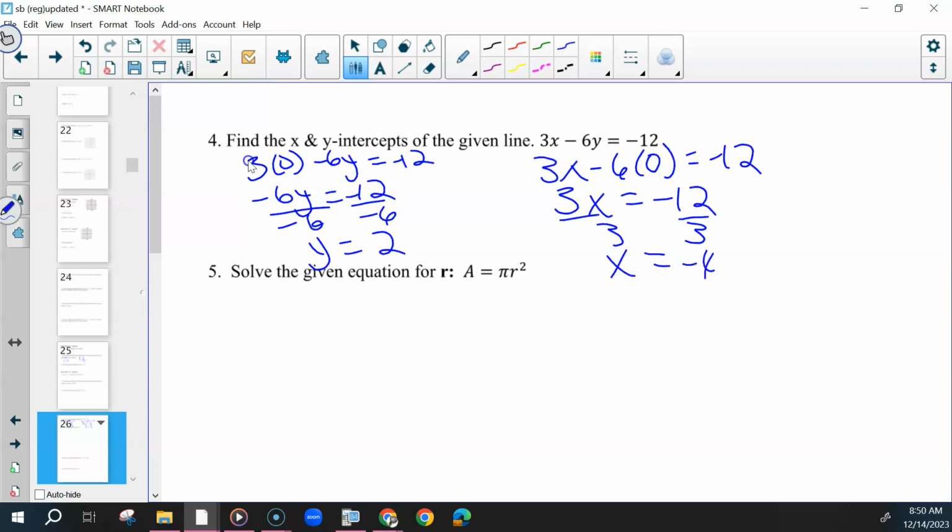And then write them as ordered pairs. So the y would be (0, 2), and the x would be (-4, 0). So you should have the work for both as well as both intercepts as ordered pairs. Questions on that one?